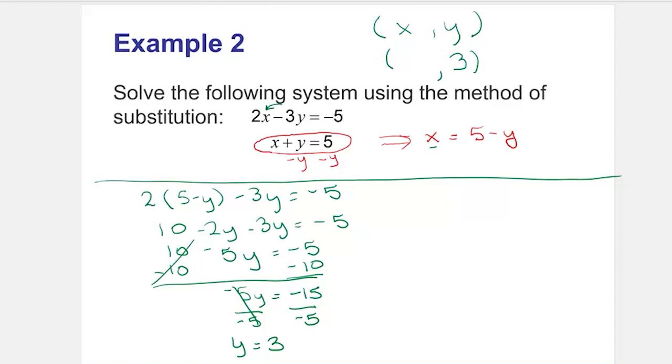Okay, so let's go back and find out what x equals. Well, I know that x equals 5 minus y because I've already said that's true, right? So that means that x is going to equal 5 minus 3, which equals 2. So my ordered pair here is 2, 3. Okay, so now we have our x, y. What does that mean?